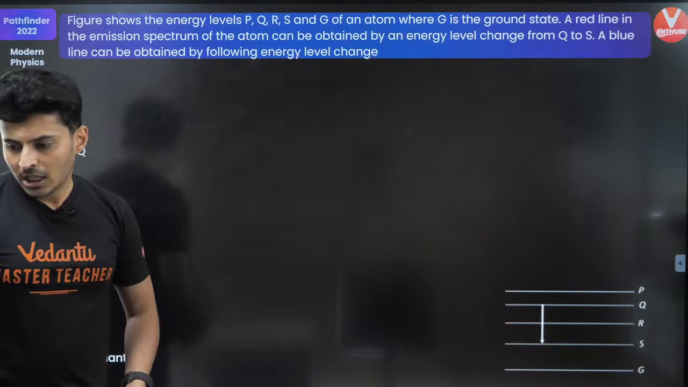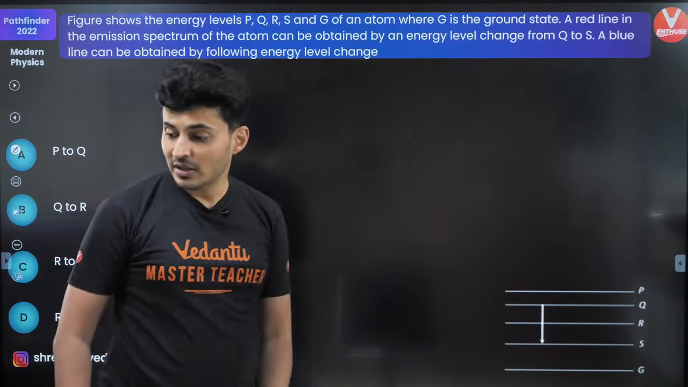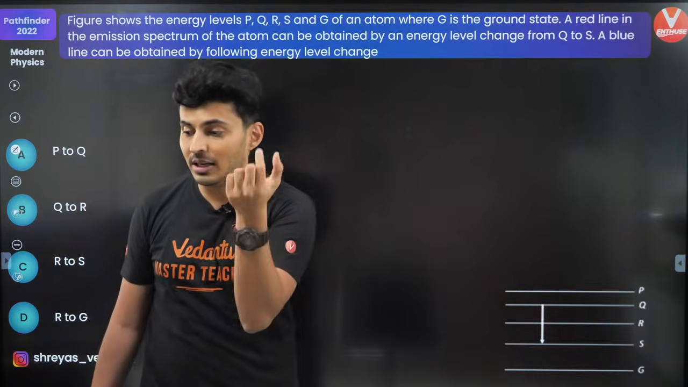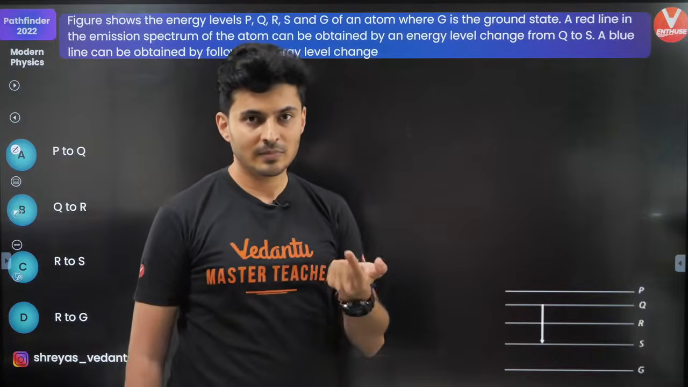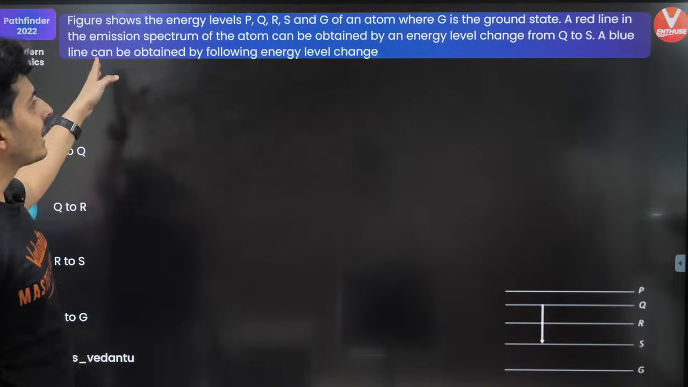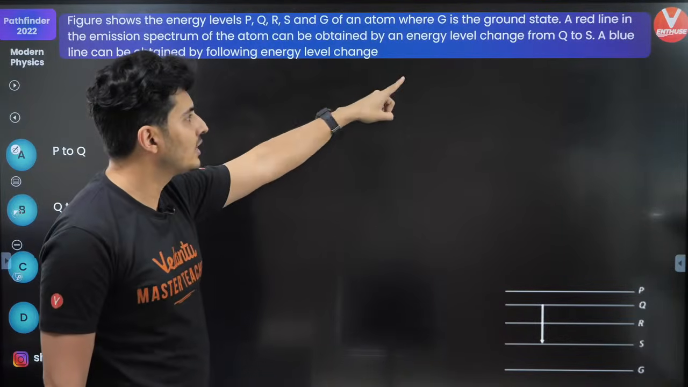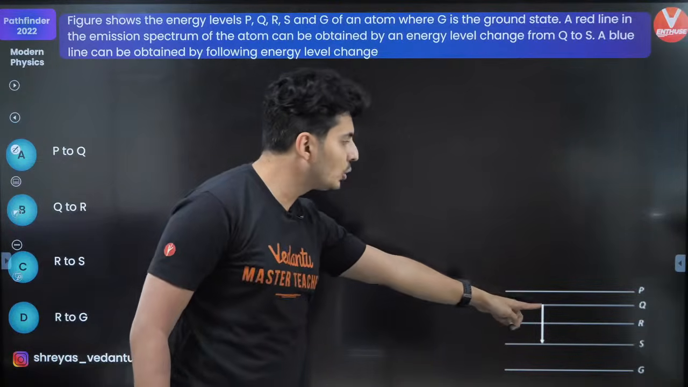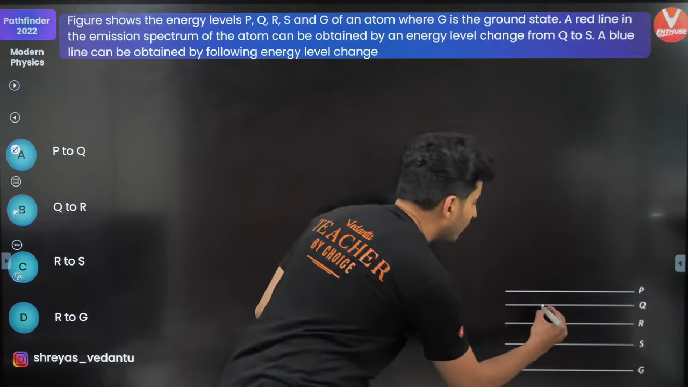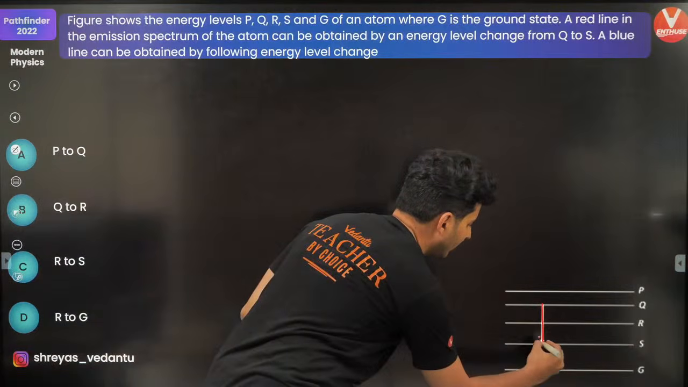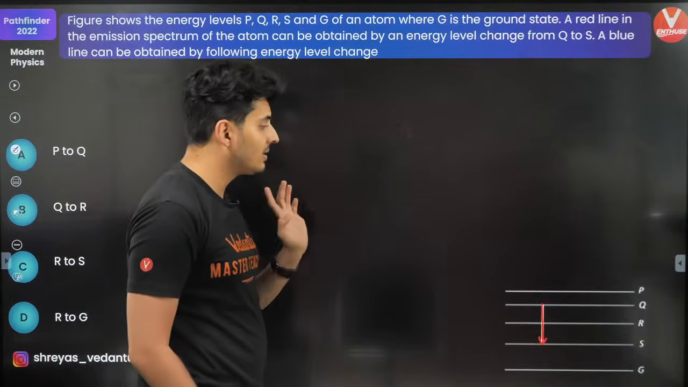All right. Candle flame is different because of spectrum? Yes, Sridhar Shah. Because each element that is burnt will have a different kind of lines, different kind of colors. Okay, so a red line in the emission spectrum of the atom can be obtained by the energy level change from Q to S. So let me just mark it over here. From Q to S, you get a red line. So when the photon jumps from high to low energy, red wavelength is emitted.